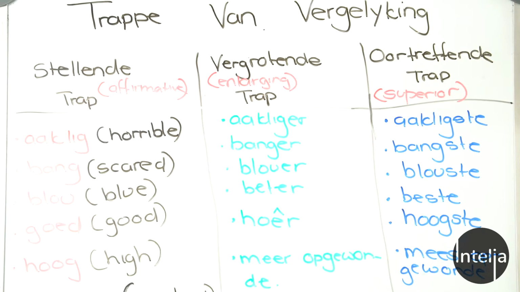So you've been learning this for a very long time. I am going over it once again as a revision. I have a few words, some of them being words you may have not seen before, some of them being words that you may have seen before. So on trappe van vergelyking, degrees of comparison, let me actually just write that down.